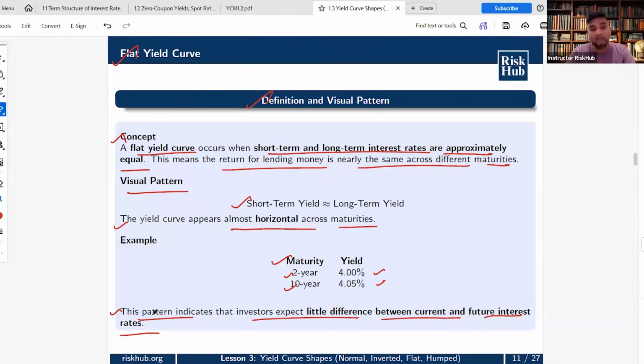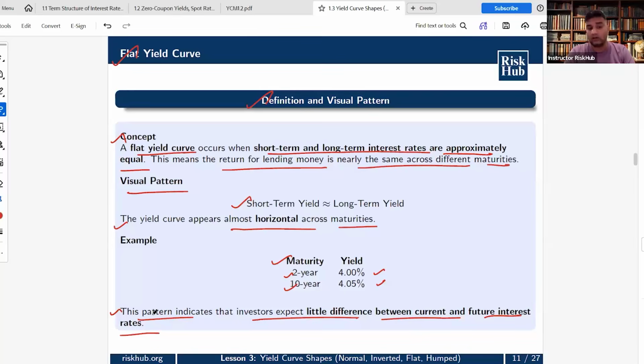The definition is given. The defining relation is given. A two-point example is given. Flat yield curve, short-term and long-term yields are close to equal. Short-term yield is approximately equal to long-term yield. The approximation sign matters. A flat curve is never expectedly flat, right? It's a curve where the gap is small enough to be treated as zero for positioning purposes.